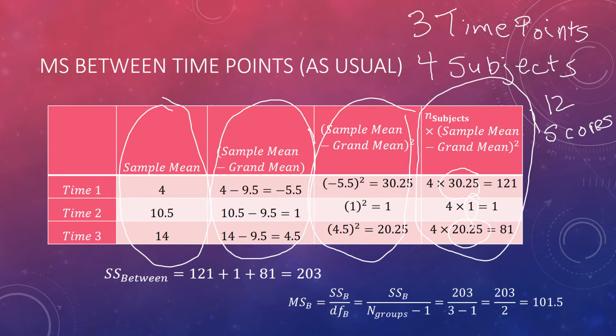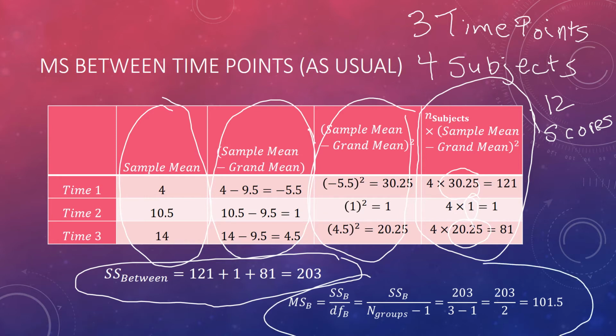And you want to do it for each observation, because that's what you do when you do the sum of squares within, you do it for each observation. Okay, so it makes it comparable. So once you do this, you multiply the number of subjects times your squares. Then you add it all up to get the sum of squares between. And then finally you want to get the MS between, which is the variance between time points.